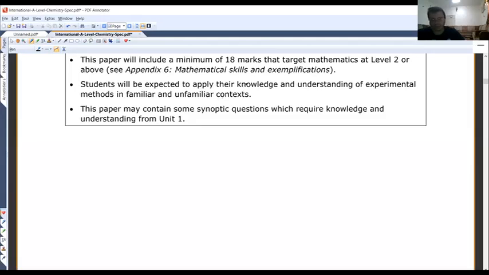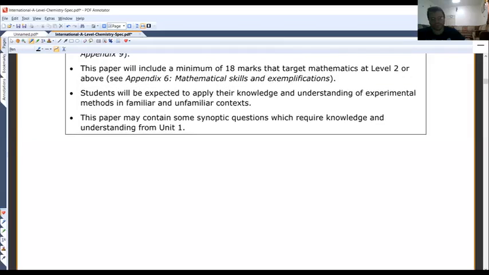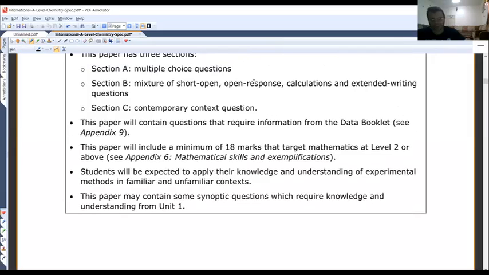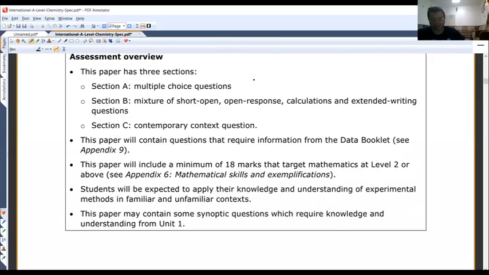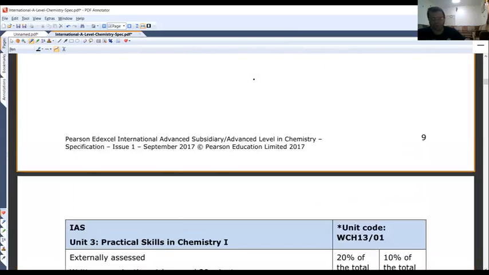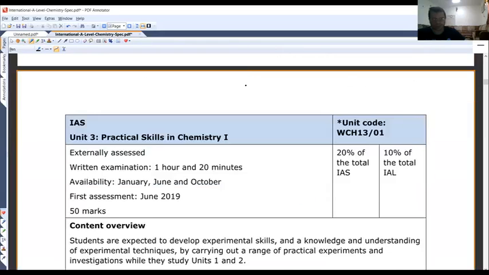CIE curriculum, Edexcel curriculum, AQA curriculum. Almost they are the same, but the arrangement of the topics and the way of the exams are different from one to one.